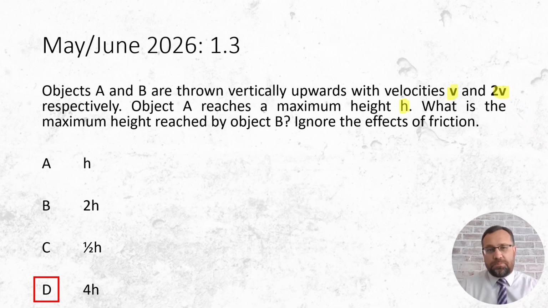Now, before I explain how we arrive at this answer, let's think about it practically. If I throw an object upwards with a greater initial velocity, I would expect it to reach a greater maximum height. Therefore, we can immediately eliminate A and C. The question now is, is it B or is it D?